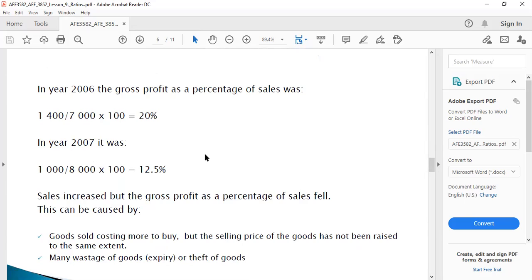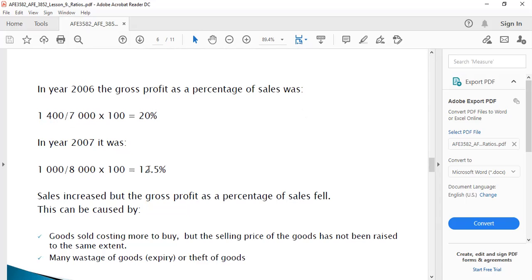Now, you're usually not really asked to interpret. I never saw a question in fundamentals asking you to interpret the ratios, only in financial. So next year is the only year when you're going to interpret. Looking at the gross profit of the two years, 2006 and 2007, then you interpret. In 2006 you got 20%, and in 2007 you got 12.5%.